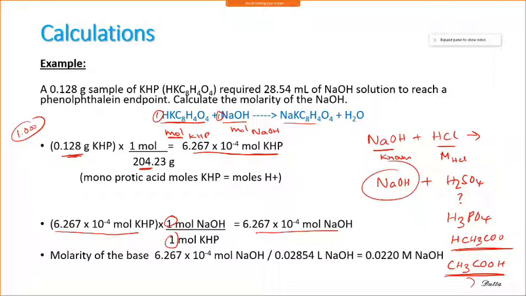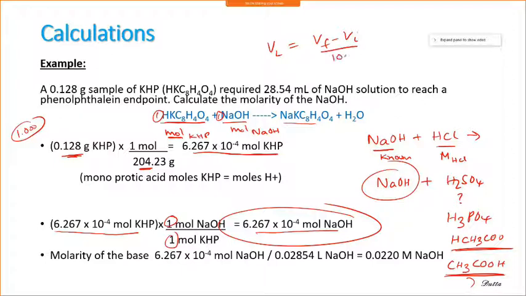Because I know they react by the number, which is mole. And from the equation, I know how many acid molecules are reacting with how many base molecules, or the formula in it. That's all. So if I know the moles, I know the volume from the burette. So what was the volume? Volume was V final minus V initial.